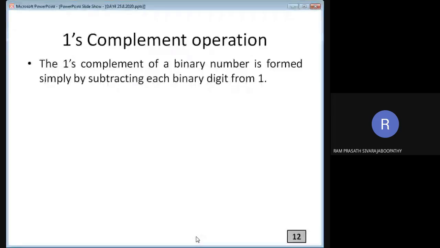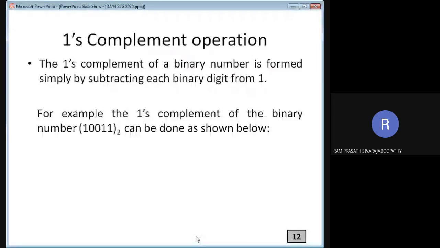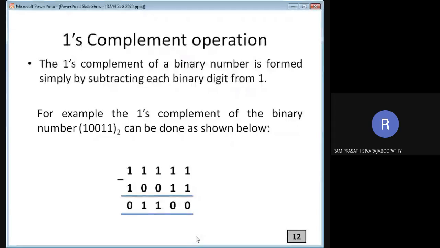For example, the 1's complement of the binary number can be done as shown below. First, நம்ம என்ன பண்ணிக்கிறோம்? We are writing the value 1 1 1 1 1. Okay. So அங்க நம்ம என்ன சொன்னோம்? 9ல subtract பண்ணனும்னு சொன்னோம். இங்க 1ல subtract பண்ண போறோம். Then I am writing the number 1 0 0. We will be getting 0 1 1 0 0.